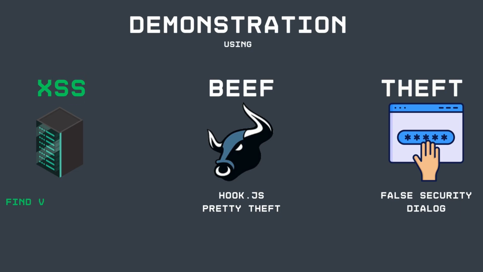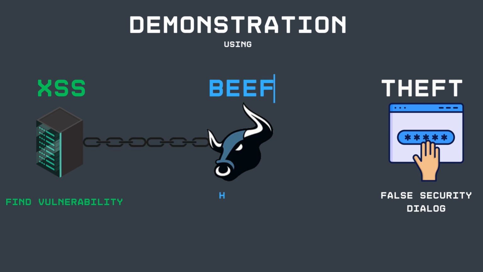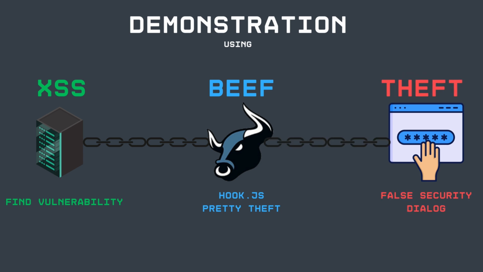The first step will be to find a stored cross-site scripting vulnerability in the environment. A user will browse the area of the web page with the stored XSS. This will make the BEEF connection. We will send the pretty theft instruction for the user browser to display. If the attack is convincing enough, a user will disclose their password as a result.